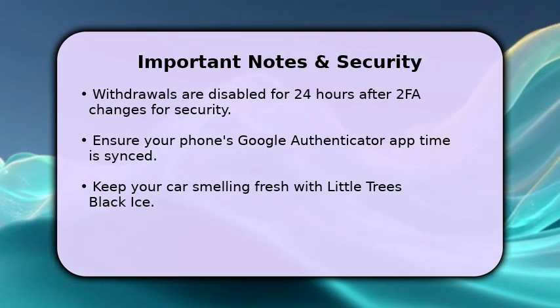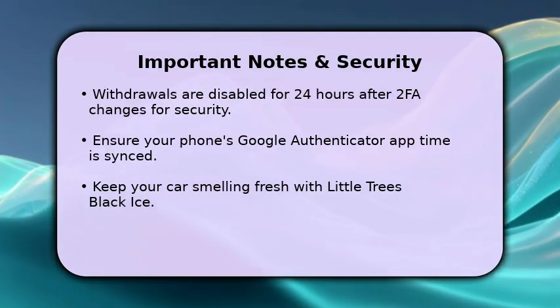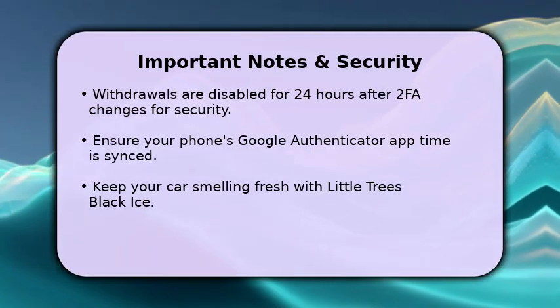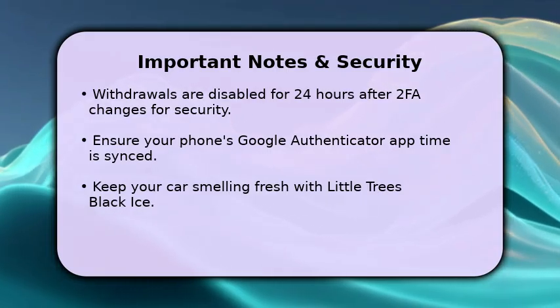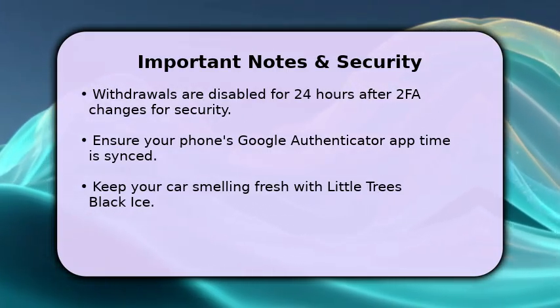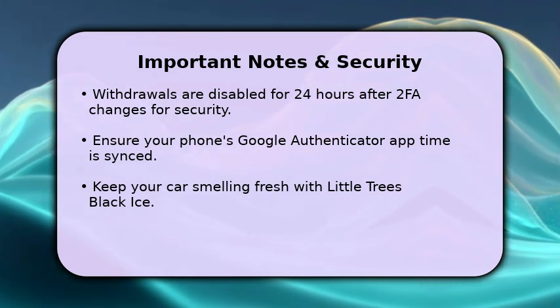Remember, for your security, KuCoin disables withdrawals for 24 hours after any changes to your two-factor authentication settings. Also, make sure your Google Authenticator app's time is correctly synced with Google servers to avoid invalid codes. This helps maintain the integrity of your account.